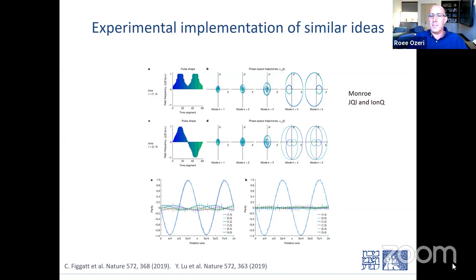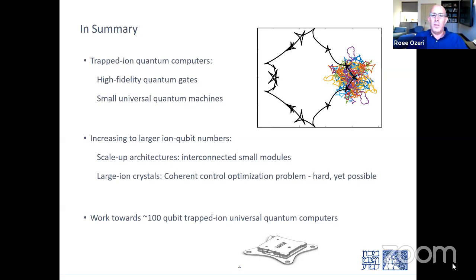So we believe that these methods are actually useful in order to try and push trapped ion quantum computing technology all the way to a couple of dozen, or maybe tens or even 100 trapped ions in a single crystal.